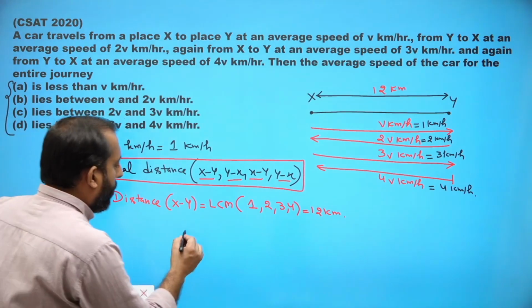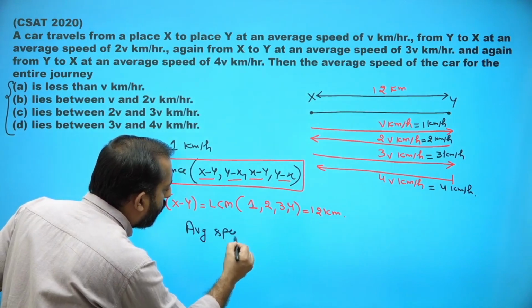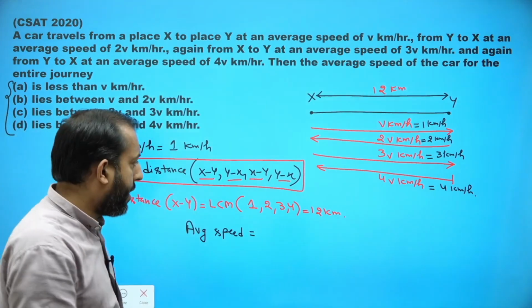Now next, we are looking for average speed. We know that average speed is equal to total distance upon total time taken.